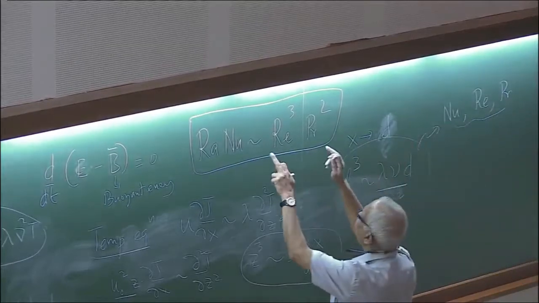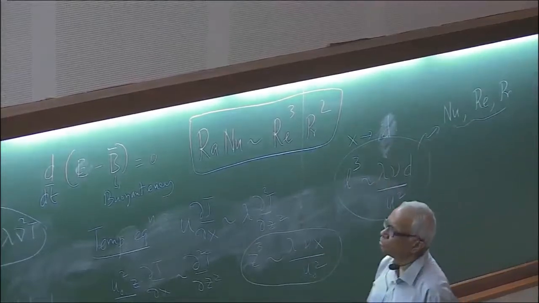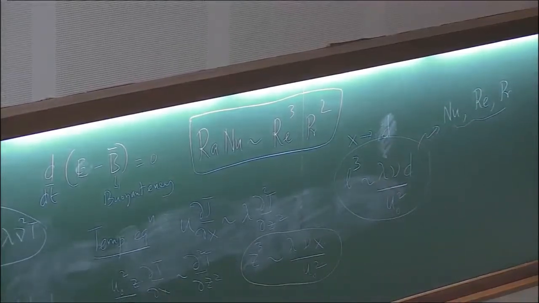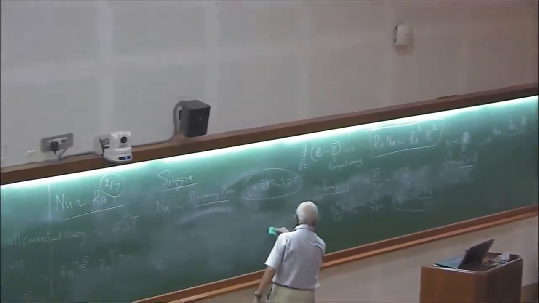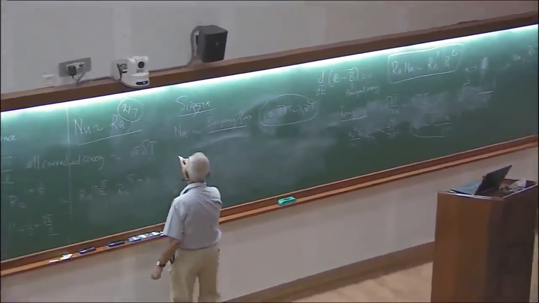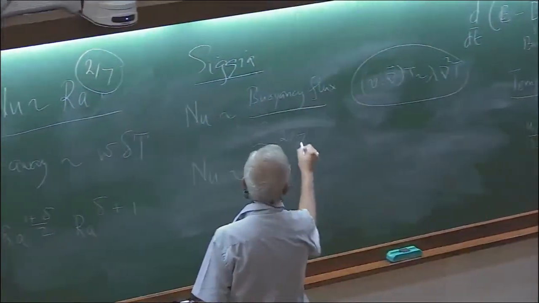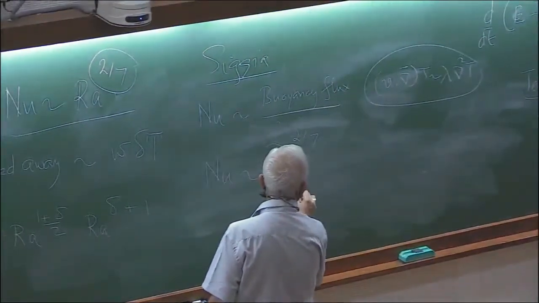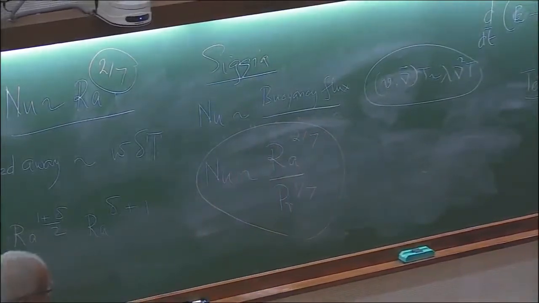Eliminate Reynolds between this and the answer that should come out is the Siggia result. Eventually, it's just a bit of algebra, and you will be able to get the answer. Nusselt number is Ra to the power 2/7 divided by Prandtl. So that was the Prandtl number dependence.